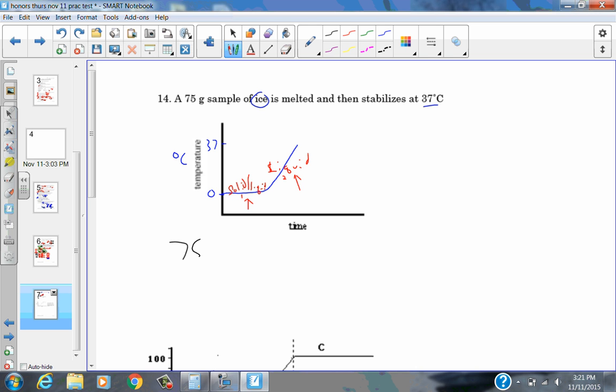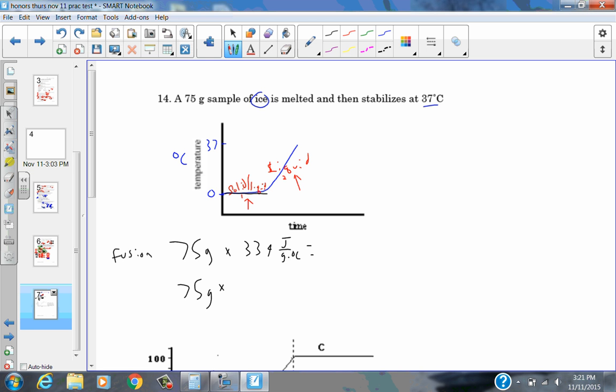Both of them are 75 grams to start with. The first section is a plateau. It's the freezing. How much heat does it take to freeze? That's called heat of fusion. Look it up in your notes. Heat of fusion is 334 joules per gram.